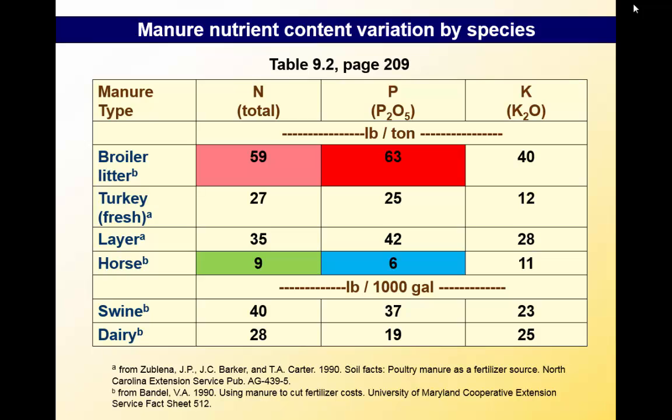So manure nutrient content varies by species. This is table 9.2, page 209. So you can see broiler litter has 59 pounds per ton of nitrogen. As you do a lot of different nutrient management plans, you will see numbers like this vary. This is from a table in 1990. But when you come down to horse, it only has 9. Same thing with phosphorus. 63 pounds per ton of phosphorus, while horse only has 6. So this is just to reiterate that all animals don't have the same amount of nitrogen, phosphorus, potassium, even micronutrients in their manures. And that's why you have to treat each one differently.